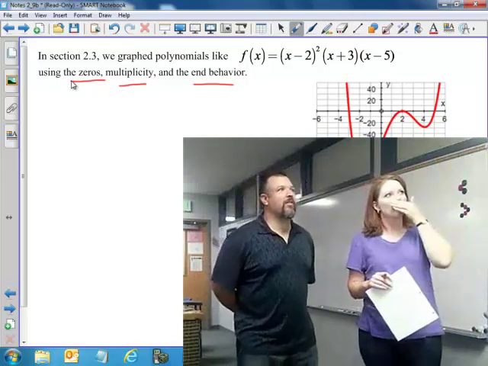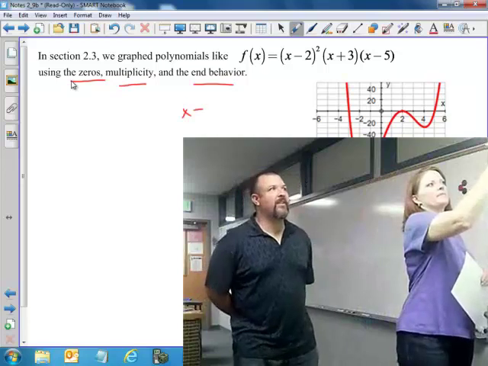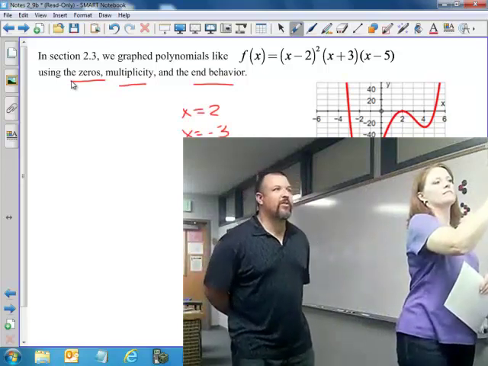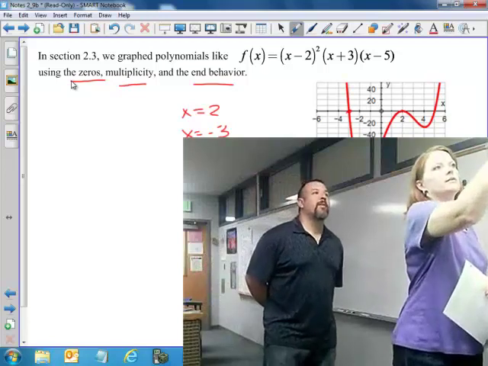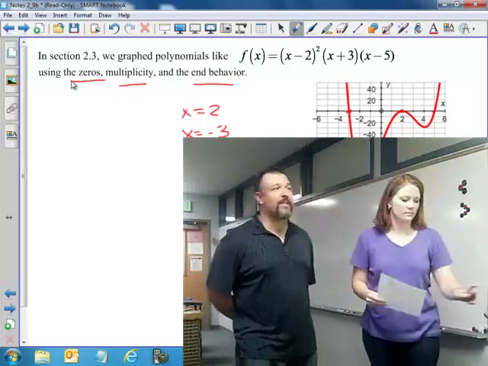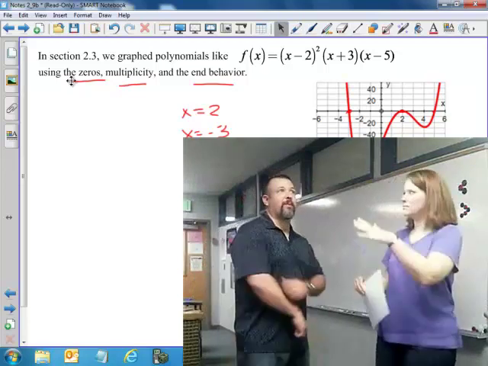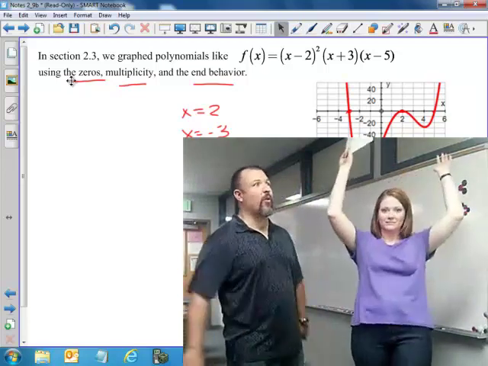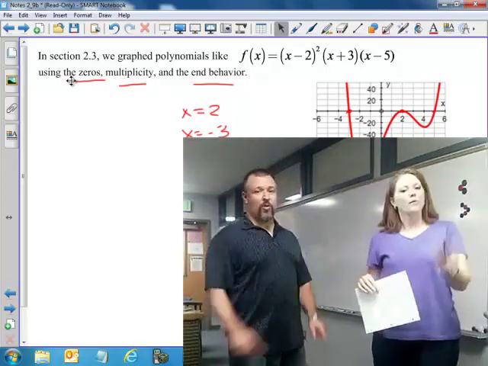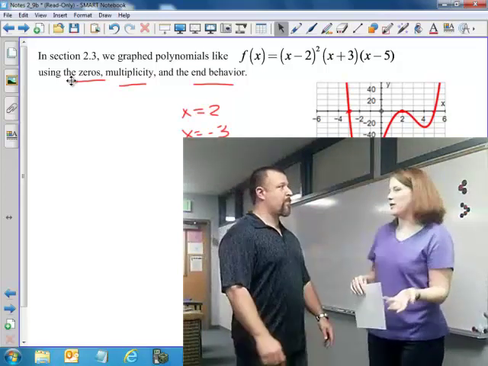So we found the zeros. They were 2, -3, and 5. And if you look at the graph, you can see those. Then we talked about the multiplicities, and the +2 had a multiplicity of 2, so it bounced. We talked about the end behavior. This is like x to the fourth, that thing. So we had this graph. All we were doing at that time was creating a graph.